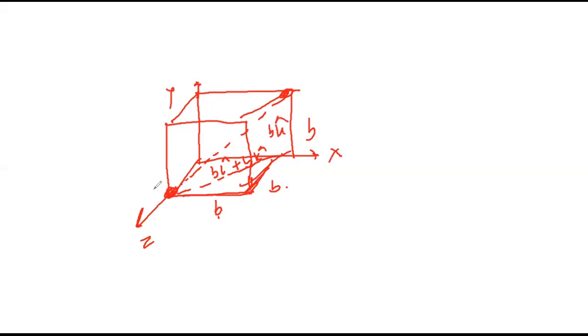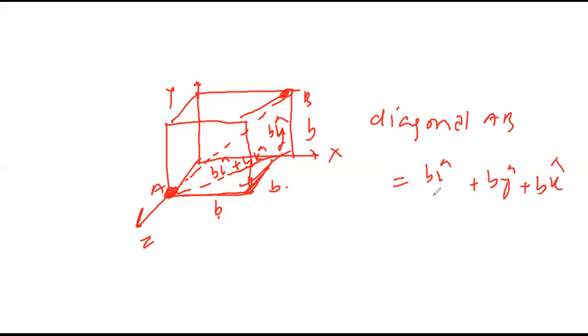So my diagonal AB will be equal to B i cap plus B j cap plus B k cap. Everybody has followed this much or not? Tell me first that. Yes, sir. Now it is a one-liner.